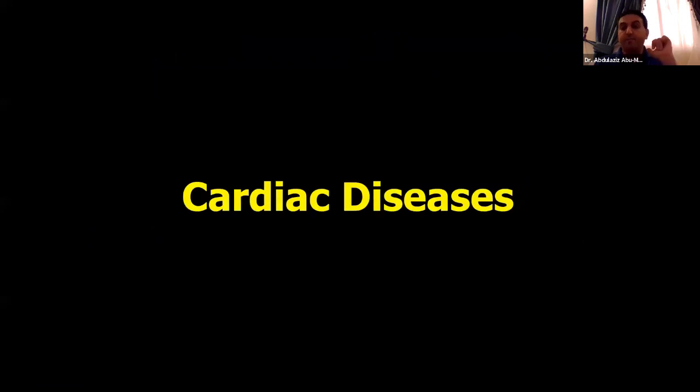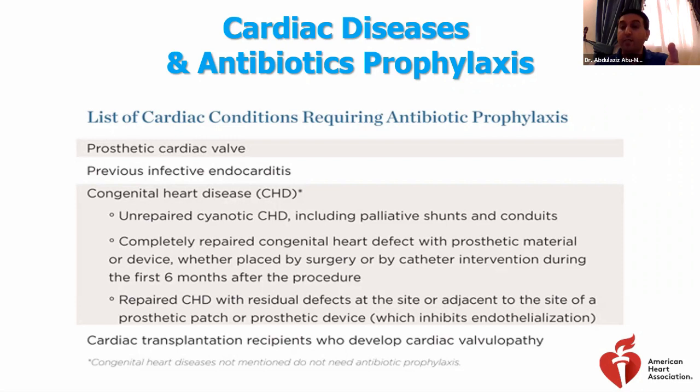Cardiac disease. If we go with those diseases, we have the American Heart Association. The American Heart Association gives only the conditions that will require antibiotic prophylaxis: prosthetic cardiac valve, previous infective endocarditis, congenital heart disease, and cardiac transplant. These are the only categories from the American Heart Association which require antibiotic prophylaxis.